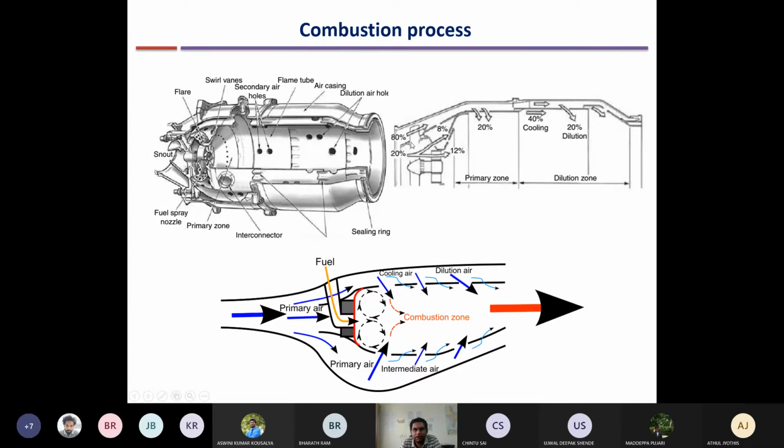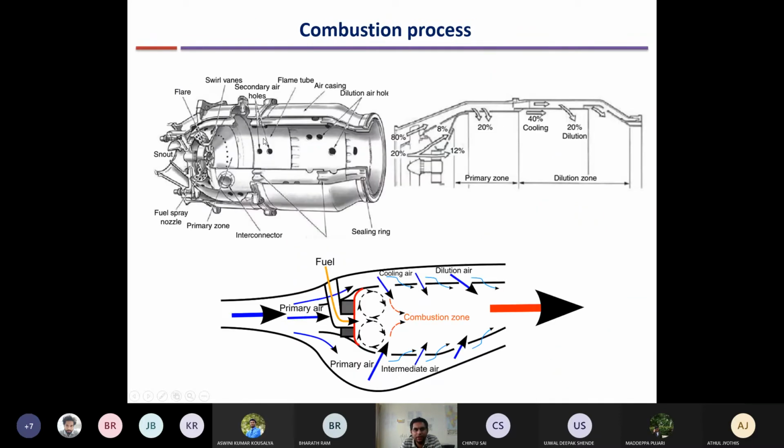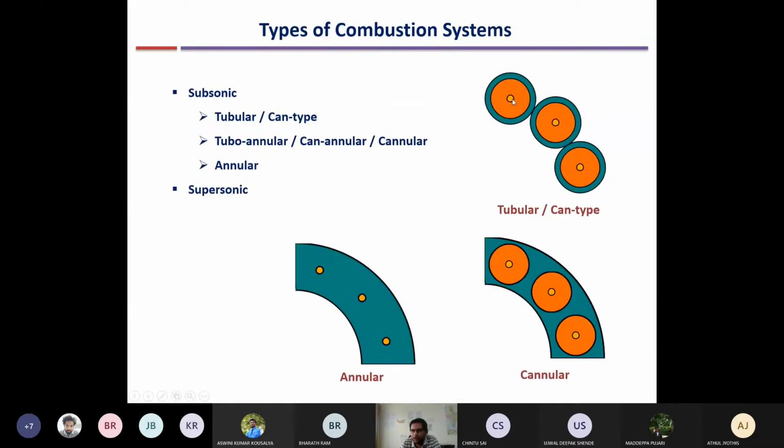And we have seen three types of systems: can type, where we have separate combustion systems, each of them separate and around the periphery of the shaft. Each has its own liner, own fuel injection, igniters, everything separate, each independent. Then cannular, where the main casing is common, but the liners and the fuel injectors are independent. And annular, where both the casing and liner are common and you only have fuel injection at different locations.